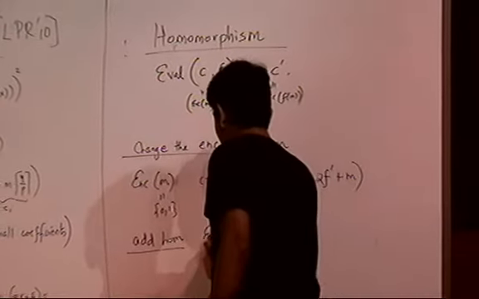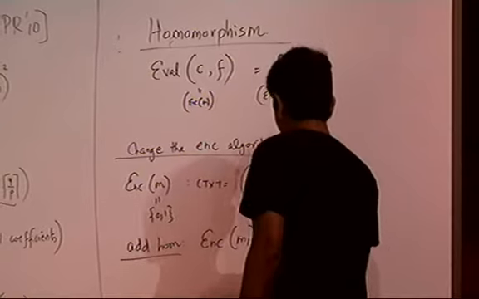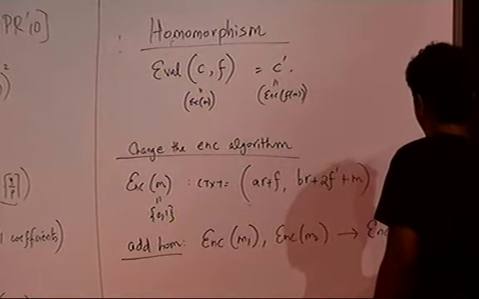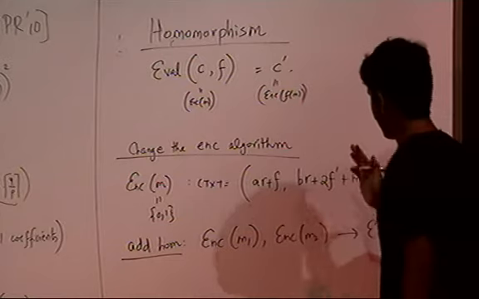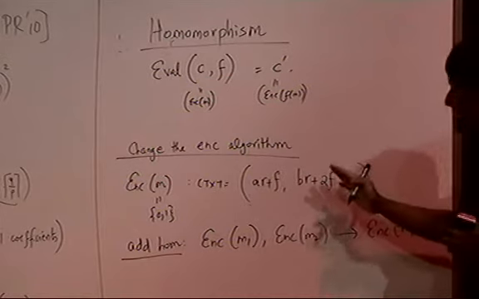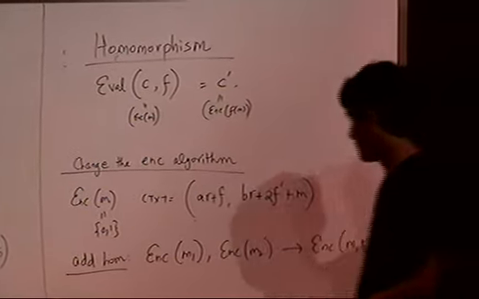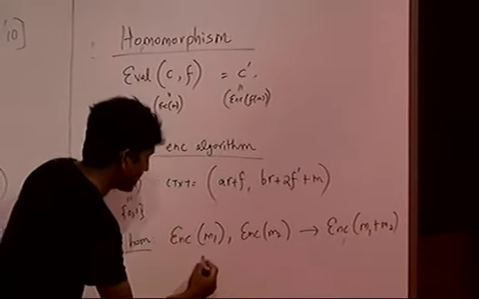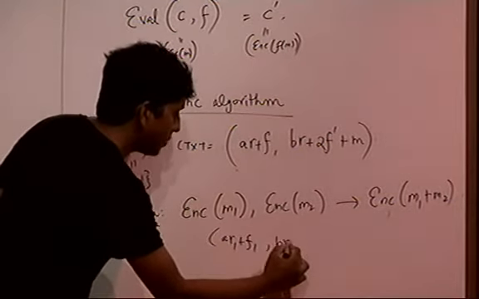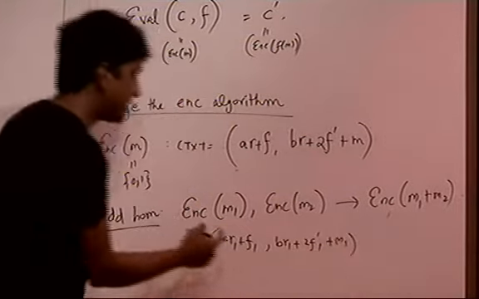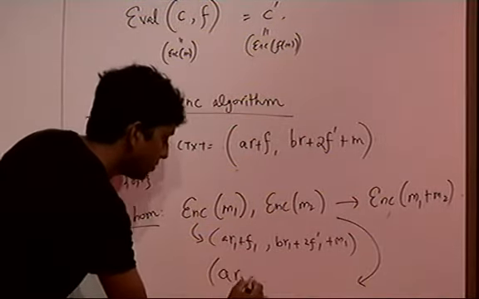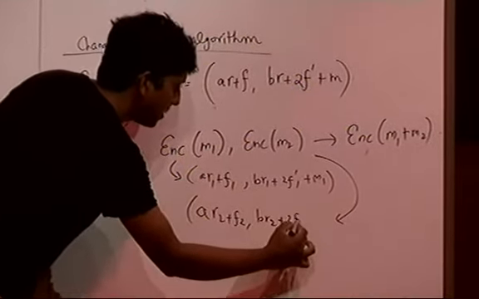So what do I want to show? I want to show that if I get an encryption of M1 and an encryption of M2, I can compute an encryption of M1 plus M2. Is it true or not? This is actually the easier property to satisfy. Let's take the two ciphertexts: AR1 plus F1, BR1 plus 2 F prime 1 plus M1. This is the encryption of M1. And the encryption of M2, which is AR2 plus F2, BR2 plus 2 F2 prime plus M2.